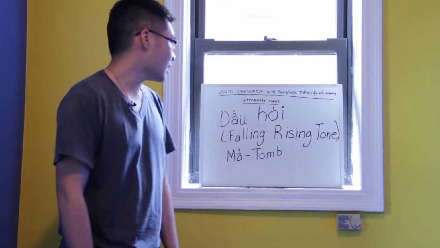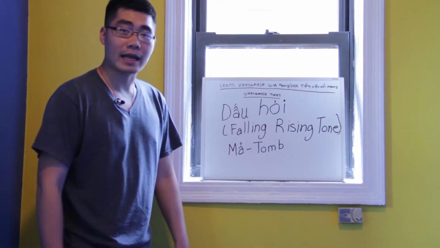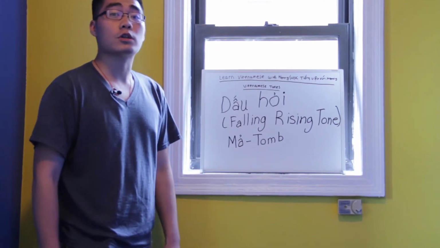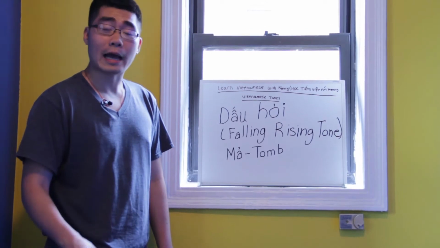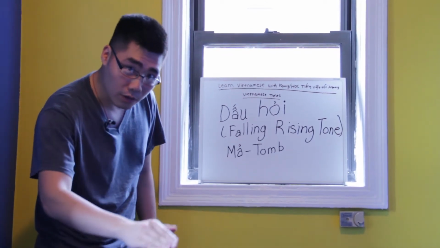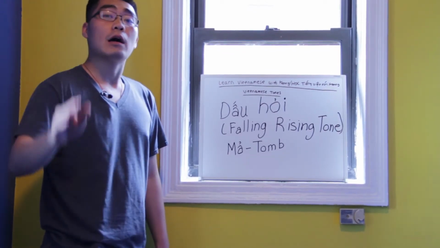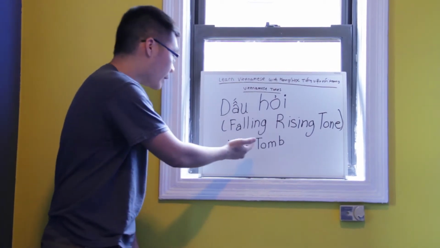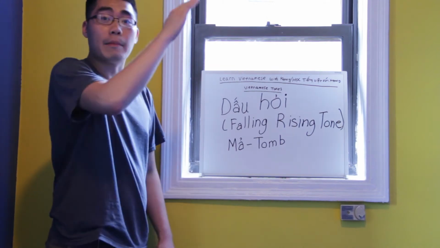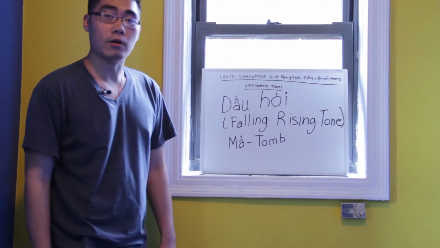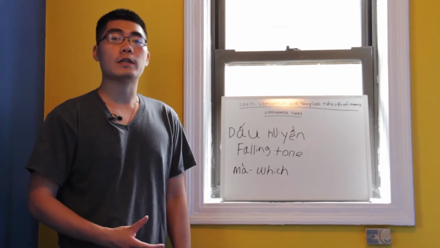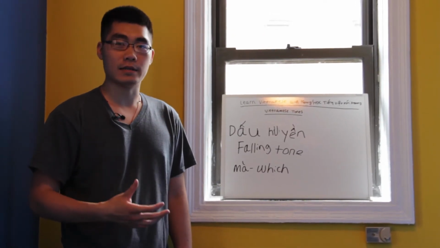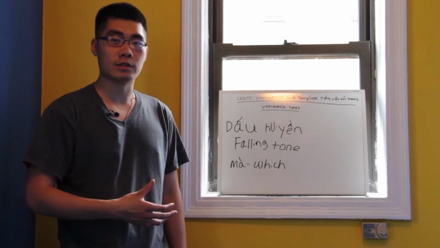The next tone is called dấu hỏi. In English, it simply translates to falling rising tone. In order to pronounce this tone, you're going to have to drop your voice, go a little down, and you got to raise it back up. For example, let's look at the board. The word mả, which means tomb, okay? Mả. There you go. Before we proceed with the next tone, I am going to be using the Hanoi accent from the north in these videos.